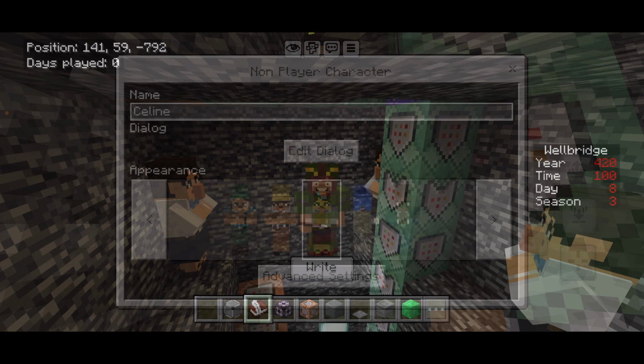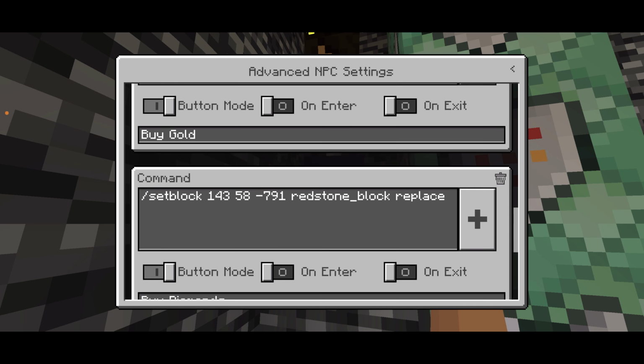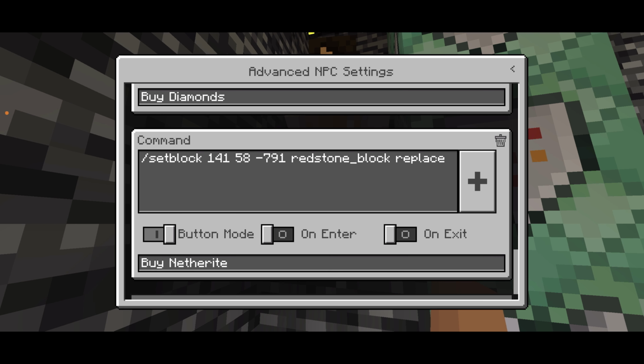Let's get started. We've done all of these, and now we are doing the last one, Buy Netherite. So this is going to be a button. It is going to be titled Buy Netherite. And the command for the NPC is going to be setblock, and then the coordinates above all your command. It'll be 9 command blocks.